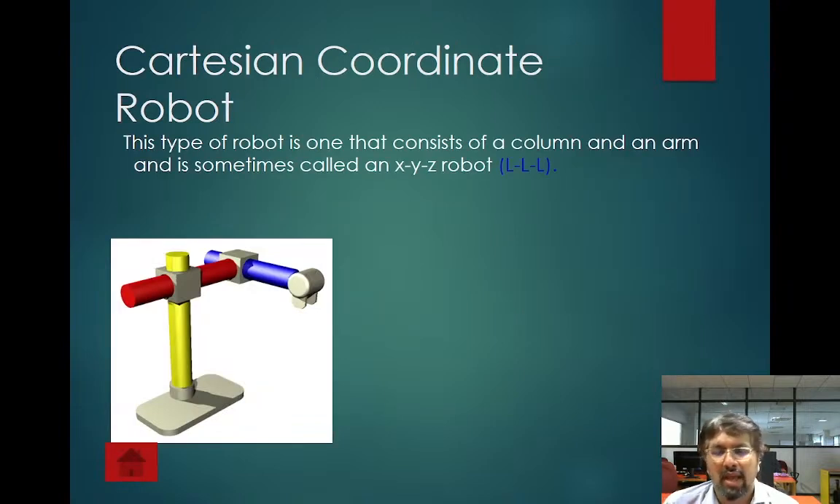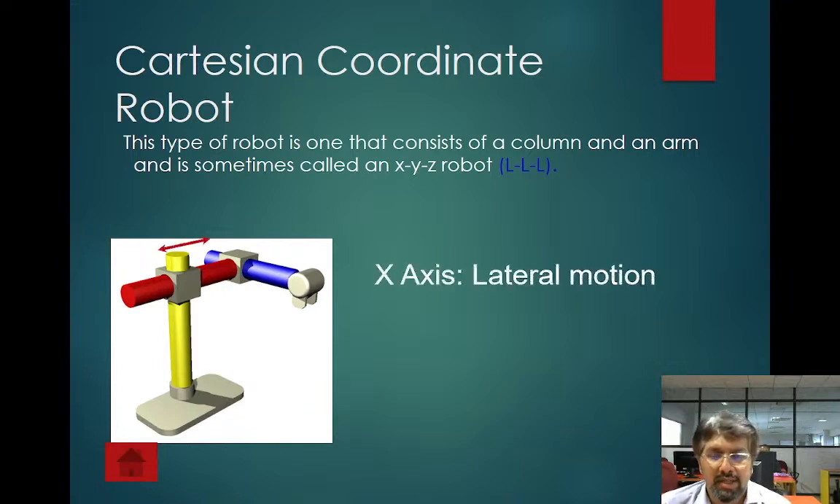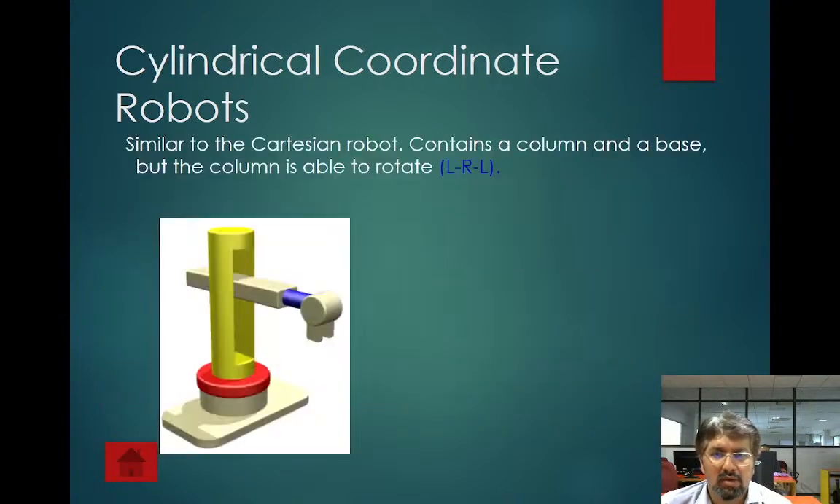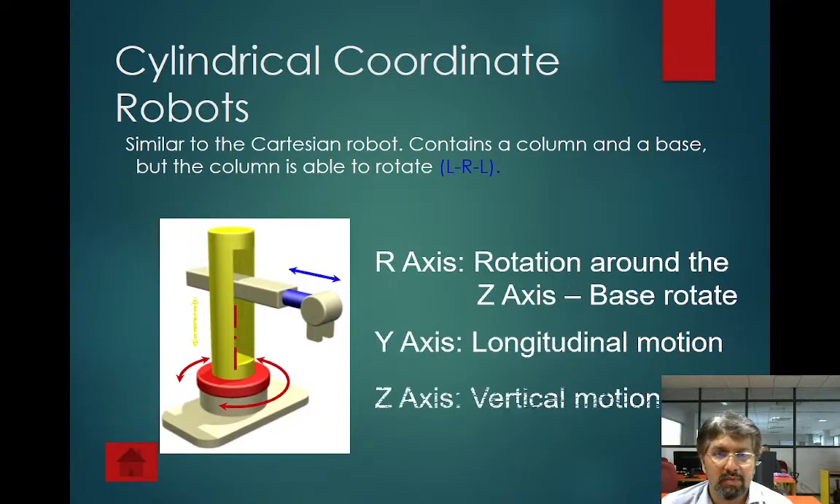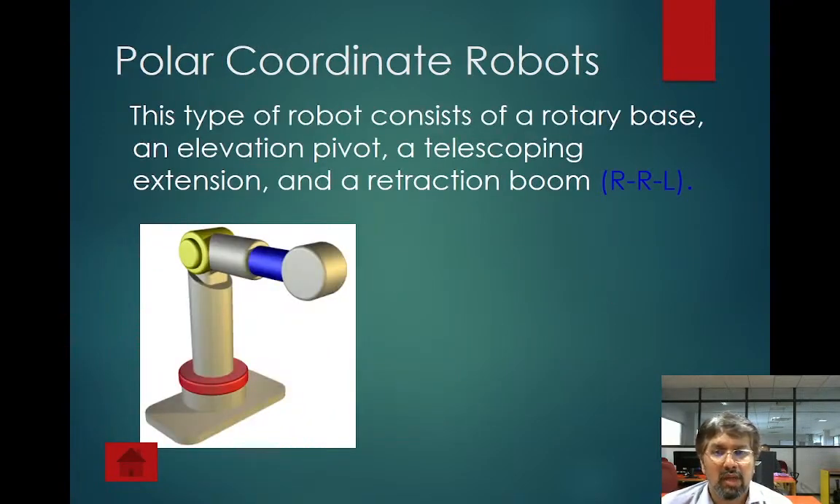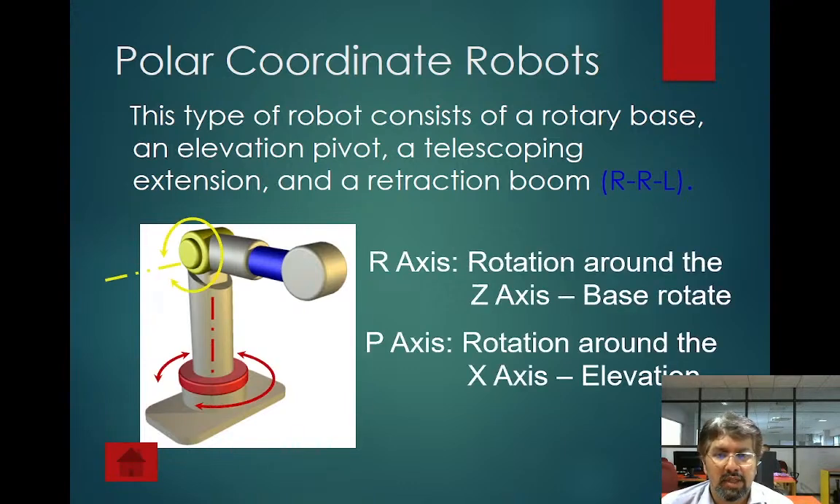Basically the robots are grouped into various coordinate systems. So depending on that, the robot is classified as a Cartesian coordinate robot, then a cylindrical coordinate robot, then a polar coordinate robot, which moves along a rotary base and has an extension for that.